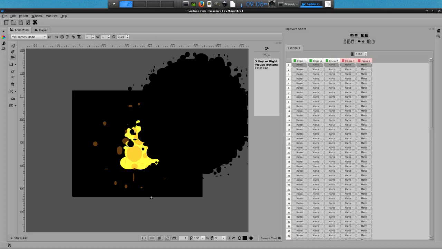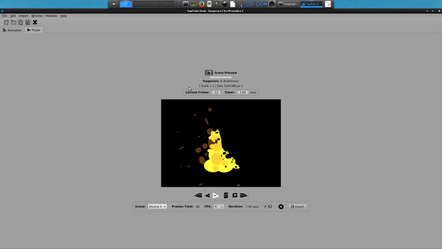Now, pay attention to how the position of the big circle covers just the top left border of the flame, because this is the key of the trick. The big circle has a rotation tween too. So if we play the animation again, take a look at the magic. Ta-da!